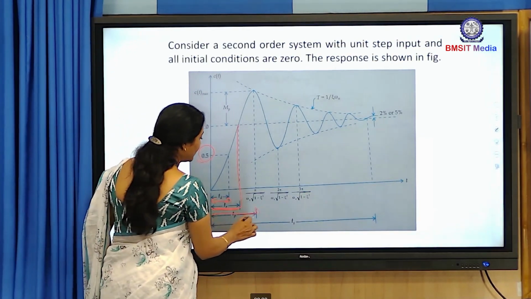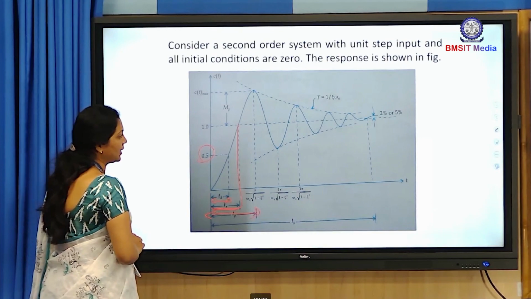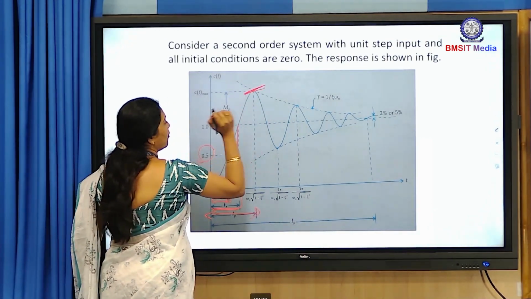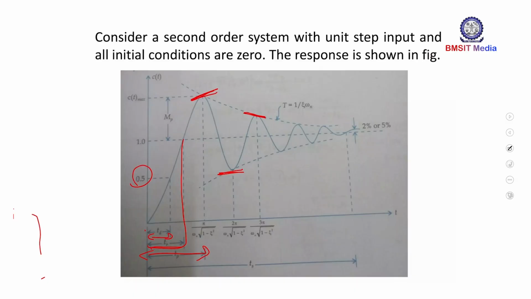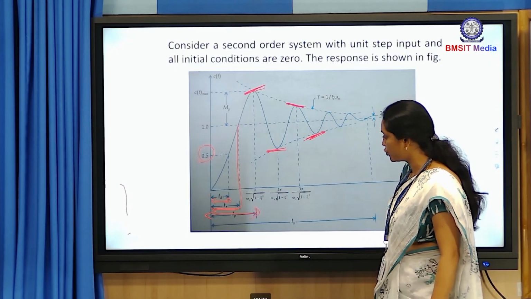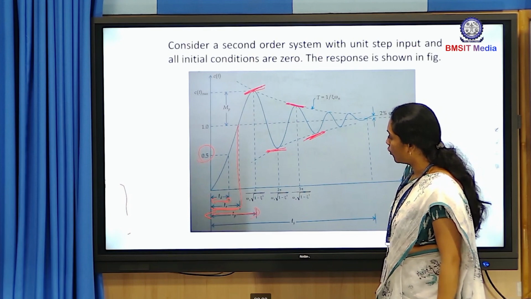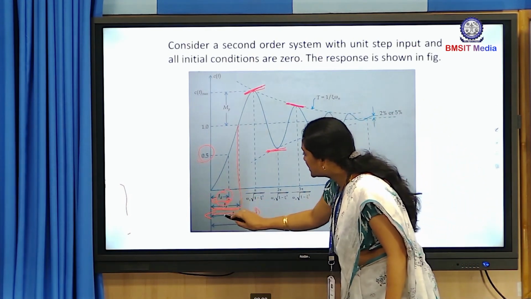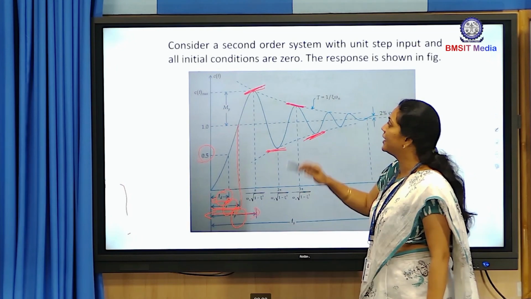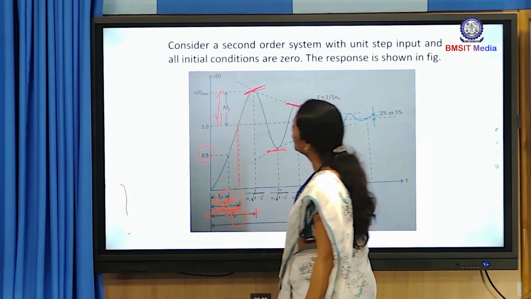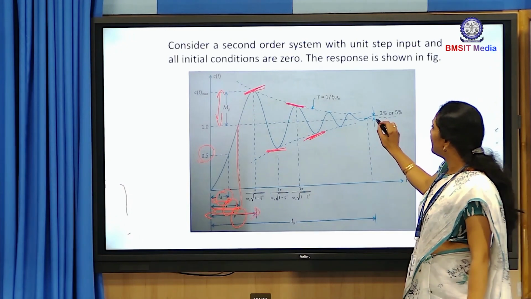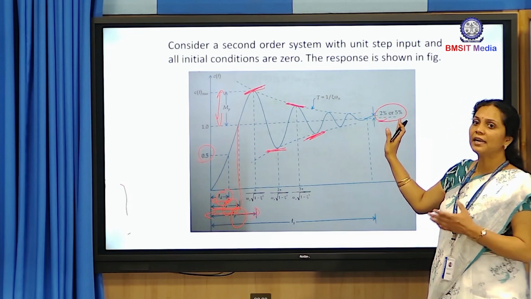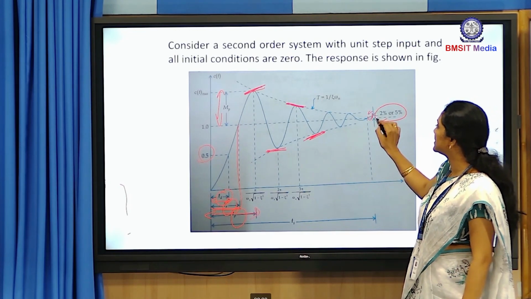And what is this TP? This TP is called the peak time. This is called the first maximum overshoot and this is called the first maximum undershoot. This is called the second maximum overshoot and this point is called the second maximum undershoot. Now we need to find out what TD is equal to, what TR is equal to and what TP is equal to. In a similar manner, we also have one more term called the peak overshoot, denoted by MP. And we also have the settling time.